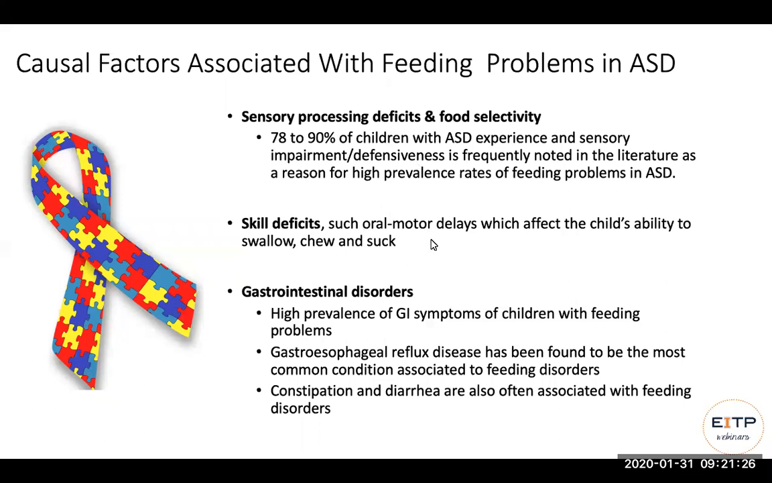Many kids have skill deficits. Many kids with autism have oral motor delays, which affect their ability to chew, suck, and swallow. And also, like I mentioned before, the gastrointestinal disorders. Like I showed, there's a high prevalence of gastrointestinal problems in children with autism. And it's really important to evaluate, diagnose, and treat these conditions.